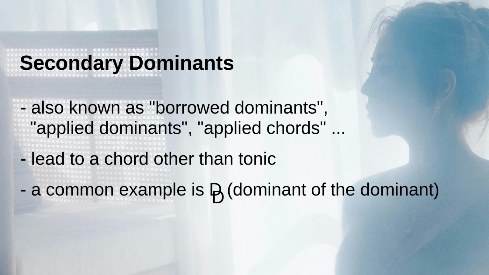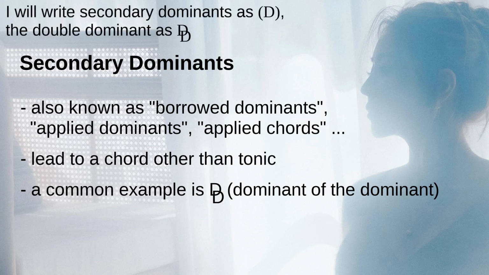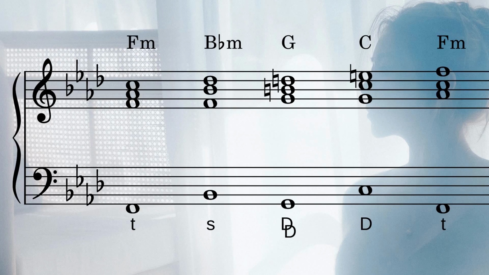One example is the dominant of the dominant, or double dominant, so a chord that strongly points towards the dominant chord of a key. For example, in F minor, the dominant chord is C major. The dominant chord of C major is G major.